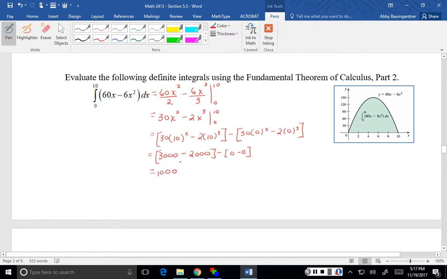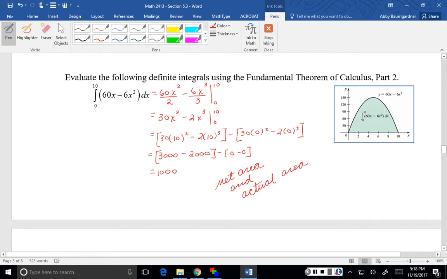So my question, and the reason I said ignore the graph, but you can go look at it right now, is 1,000 the net area? Yes. Definite integrals and net areas are always the exact same thing. Is it the actual area? Well, for this problem it is, because if you look at the graph, every bit of the graph lies above the x-axis between 0 and 10. Everything that we color in is above the x-axis. So yes, this is net area, and this answer is also actual area.